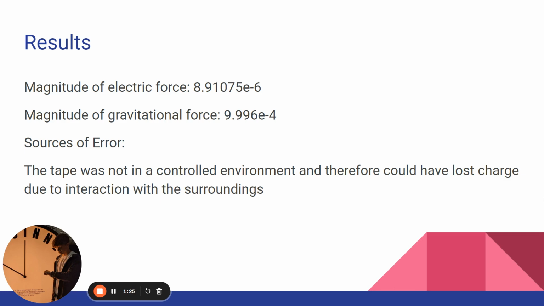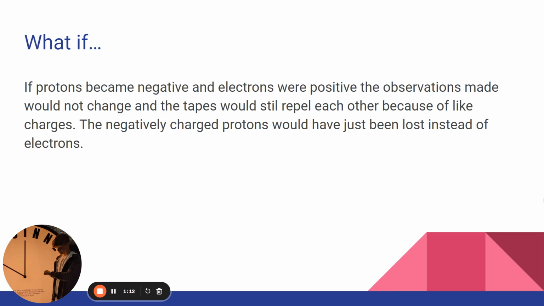As far as sources of error go, the tape was not in a controlled environment and could have lost charge due to interaction with the surroundings, which is why it was important to handle the tape in a very certain way so that it wouldn't discharge. So, what if the protons became negative and electrons were positive? The observations would not change. The tapes would still repel each other because of the presence of like charges. Negative and negative, or positive and positive, would do the same thing. The negatively charged protons would just have been lost instead of the negatively charged electrons.